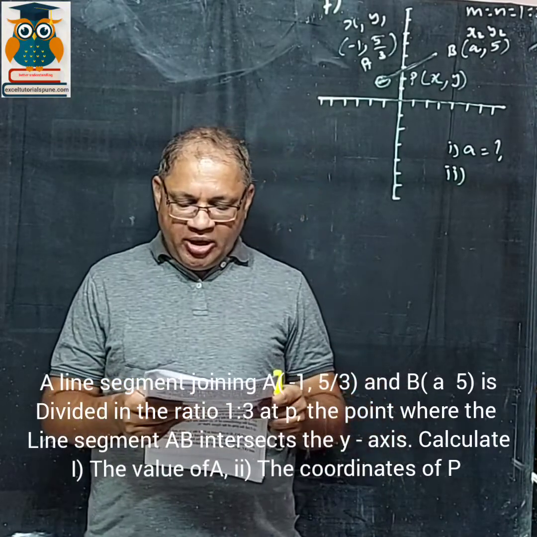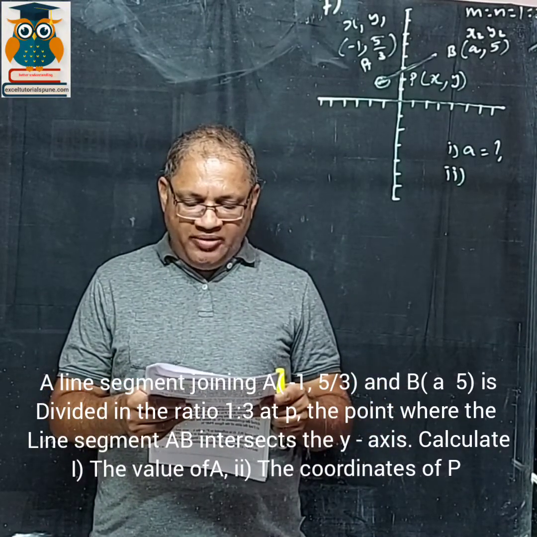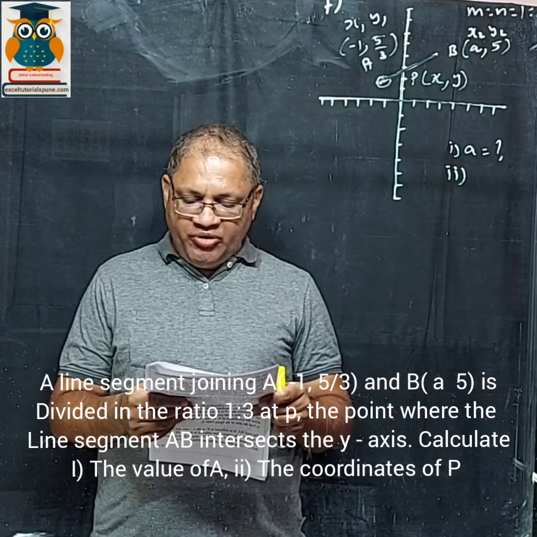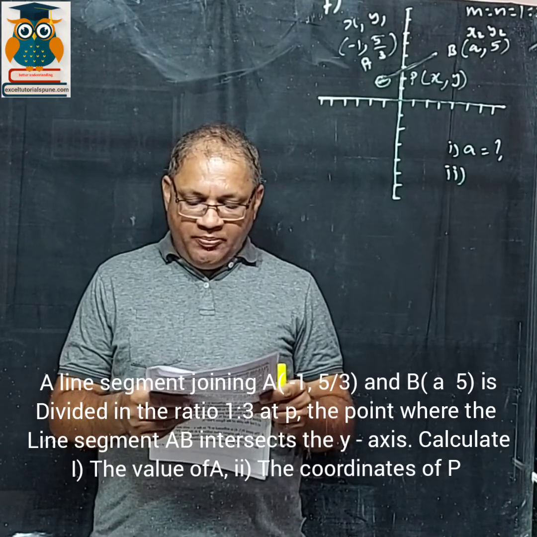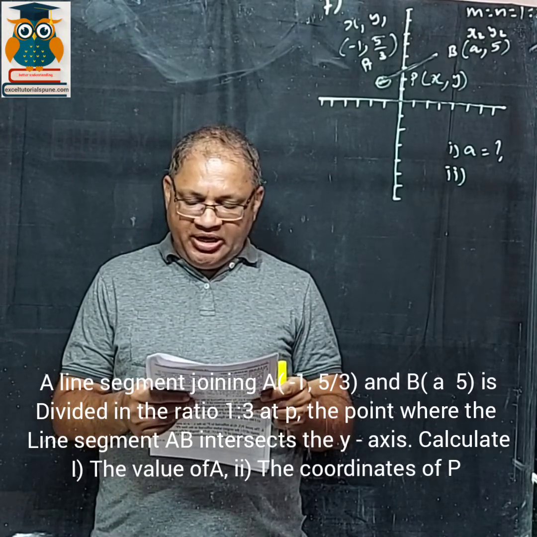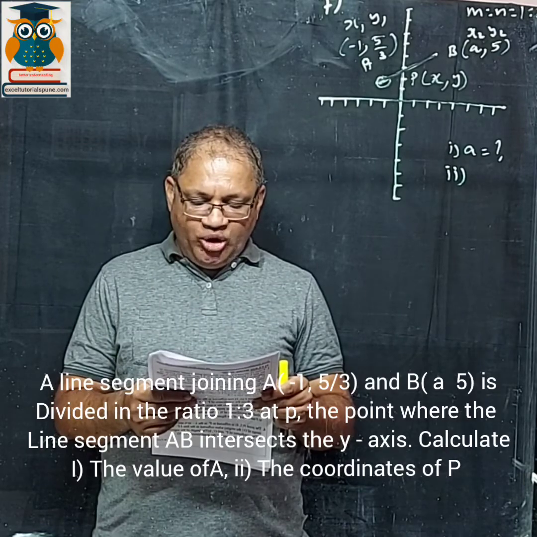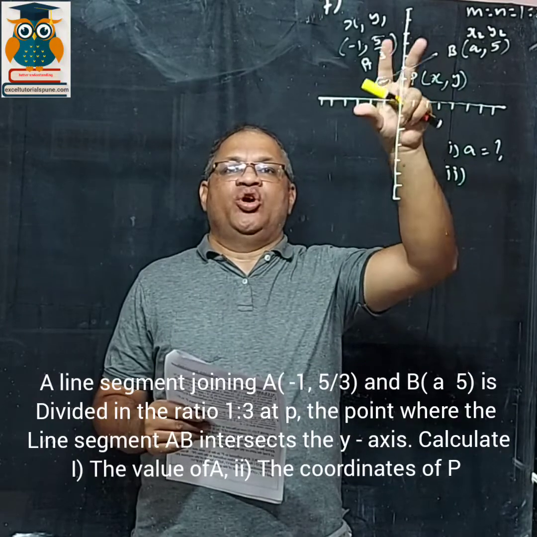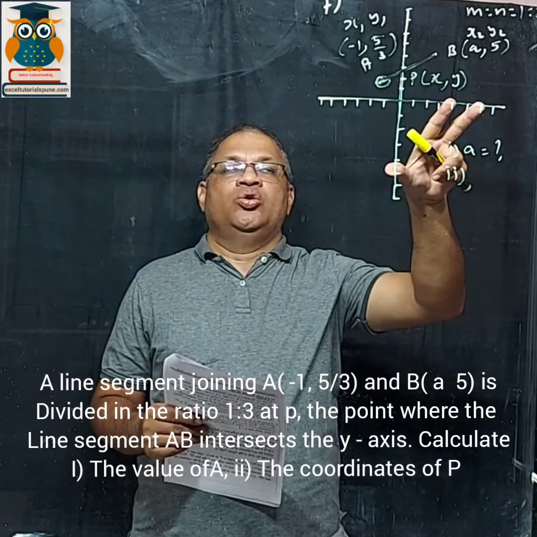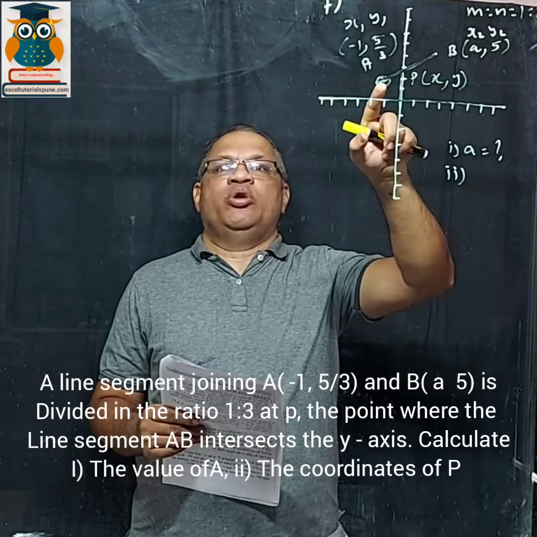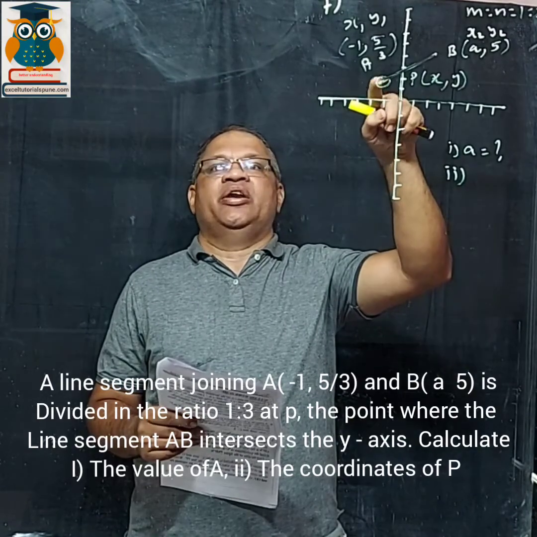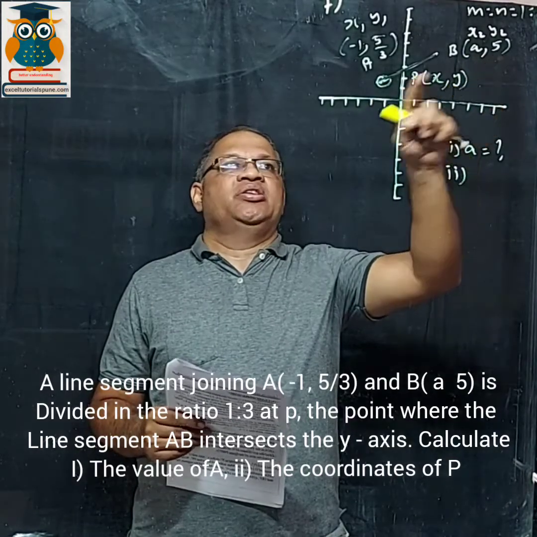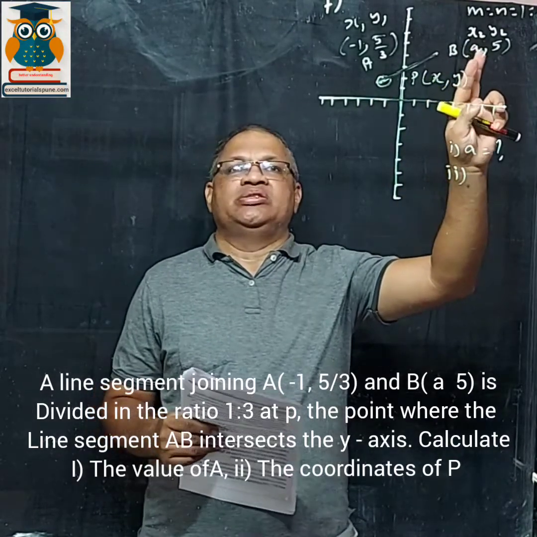A line segment joining A minus 1, 5/3 and B a, 5 is divided in the ratio 1:3 at P. The point where the line segment AB intersects the y-axis. Calculate the value of a and the coordinates of P. So approximately I have drawn this rough graph for you to understand. Okay, so A is minus 1, 5/3. So it will be somewhere here. So just take that point as A. B is a, 5. It is cutting the y-axis. So it's somewhere on this side.